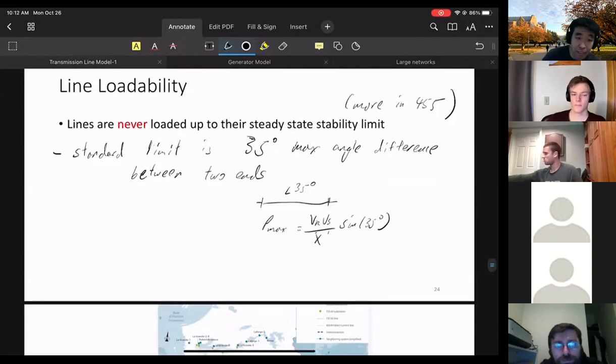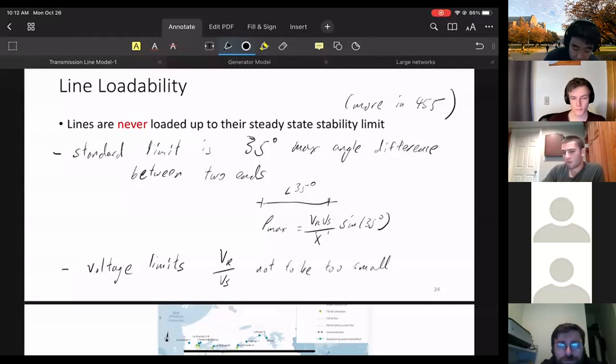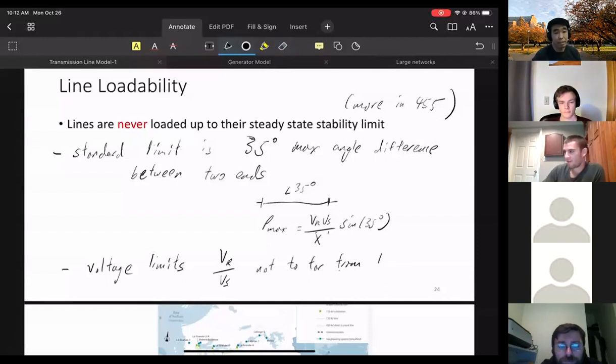And in addition to this real power limit, we often also have voltage limits. So next we'll look at voltage limits. Basically, we want VR or VS not to be too small, not too far from one per unit. We look at this ratio. So we want the angle not to be too big for stability reasons. Voltage turns out to have a similar impact: we want it not to be very far from one, and we want the voltage at the two ends not to be too far apart from each other.